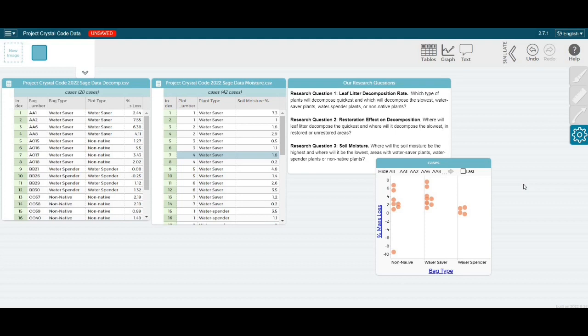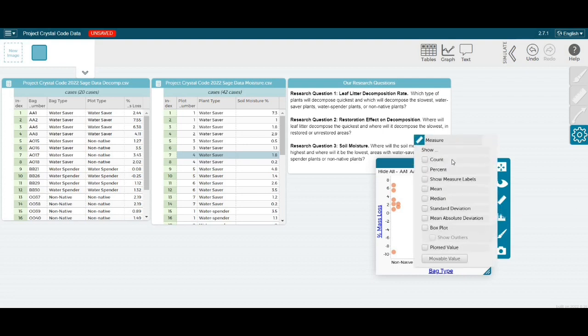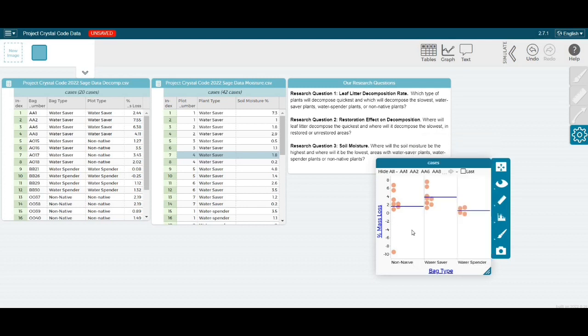Thankfully, Sage Modeler makes that very easy for us. So to do that, we click on our graph, we go to the ruler, and it'll give you a lot of different options: count, percent, show measure labels, mean, median, standard deviation, mean absolute deviation, and box plot. What we'll be looking for, like we mentioned before, is the mean. Once we select the mean, Sage Modeler calculates this and shows us the mean as we hover over it.